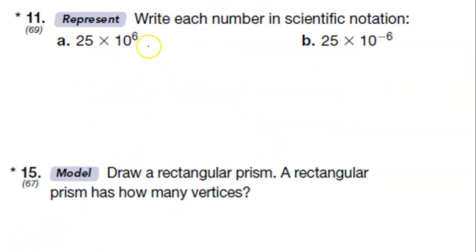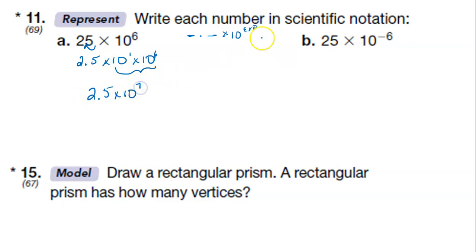Okay, write each number in scientific notation. Remember, if I were going to write a template or a form for scientific notation, it has one number in front of the decimal times 10 to some sort of exponent. Okay, here I have two numbers, so I'm going to have to move this one. So I have 2.5 times 10 to the 1 times 10 to the 6. Now I can add the exponents here, 2.5 times 10 to the 7th.